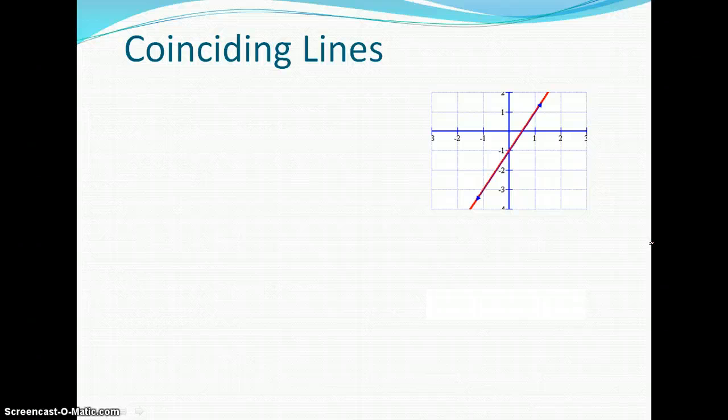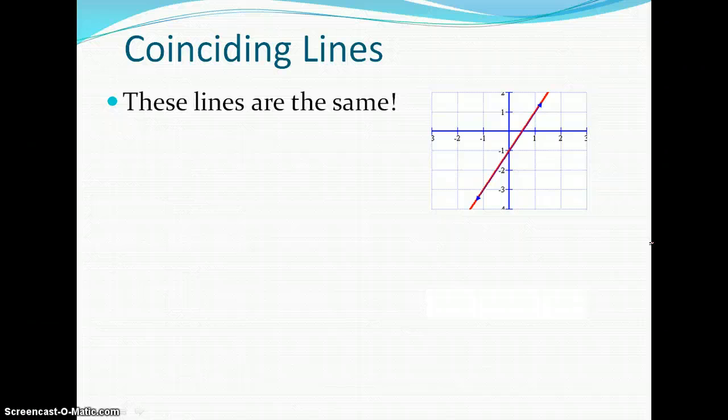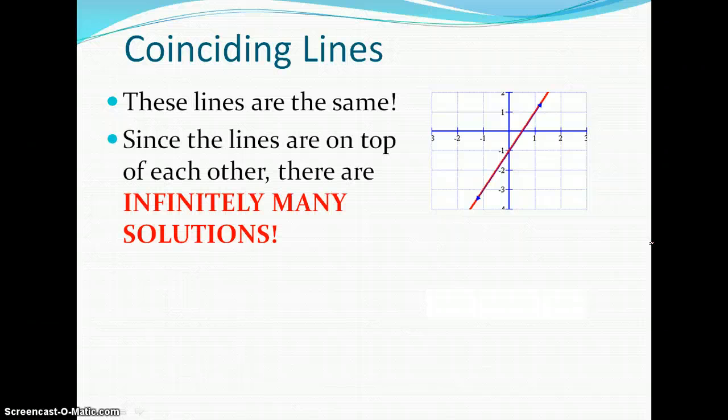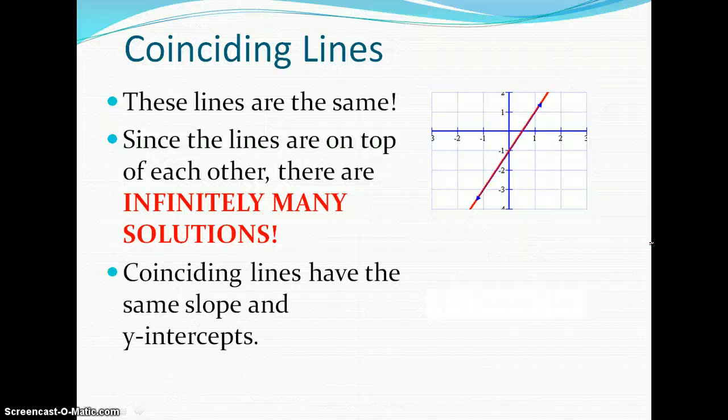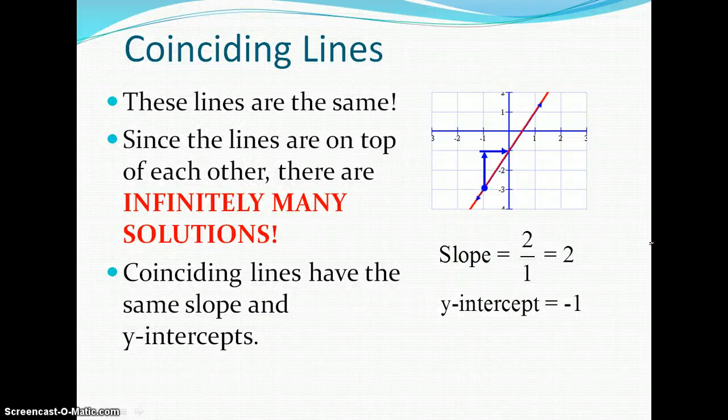The last type of solution we could have with two linear equations would be two lines that are exactly the same. These two lines always cross each other, so it's called infinite number of solutions. Coinciding lines have the same slope and the same y-intercept. On this one you can see we're going up 2 and over 1, and that's for both the red and the blue line. And their y-intercept is both negative 1. Since they're exactly the same line, we have infinite number of solutions, which means any point on either of the two lines is going to work as a solution.